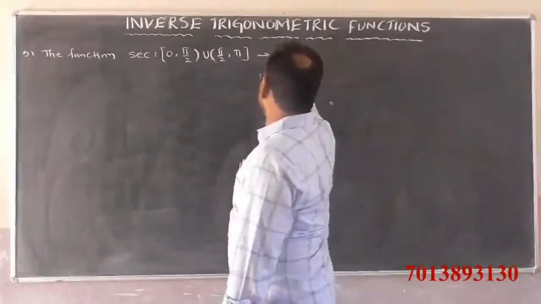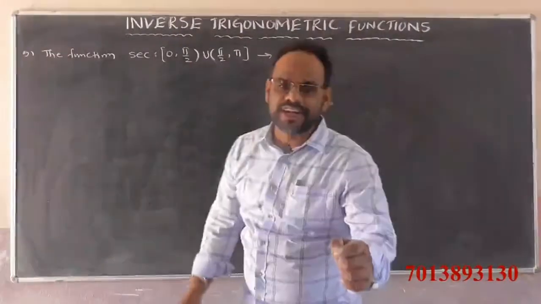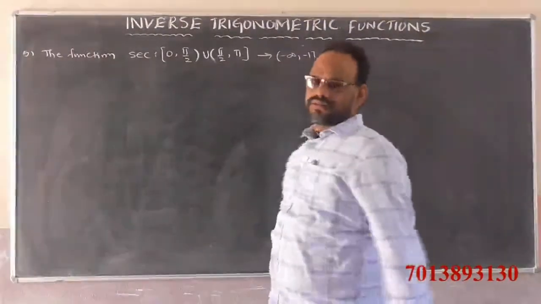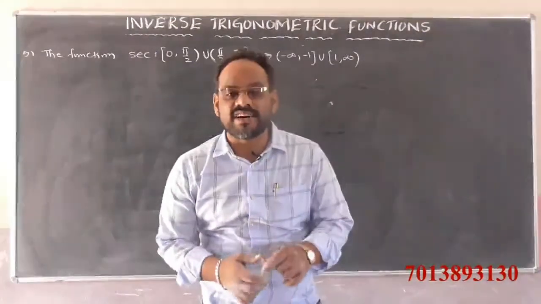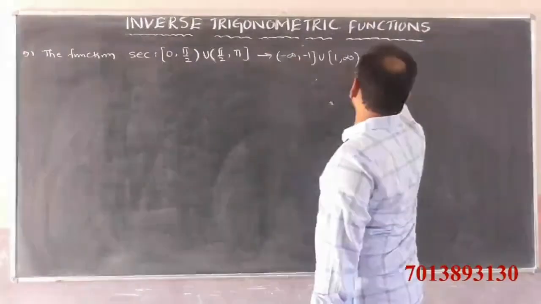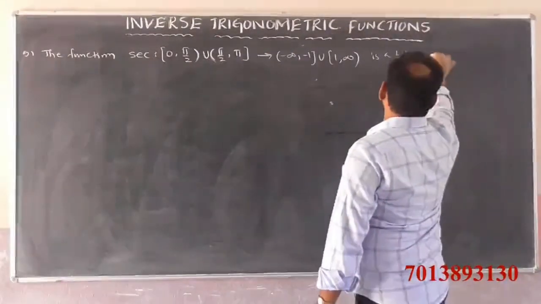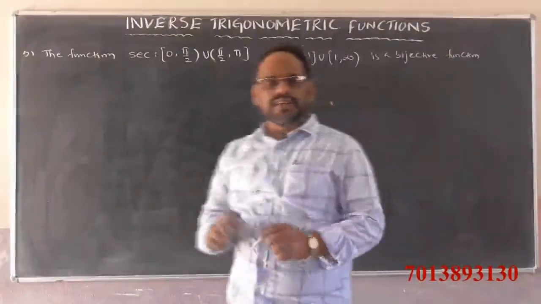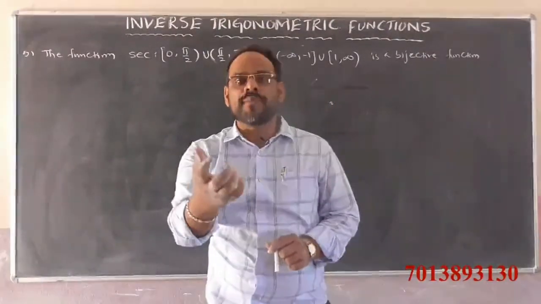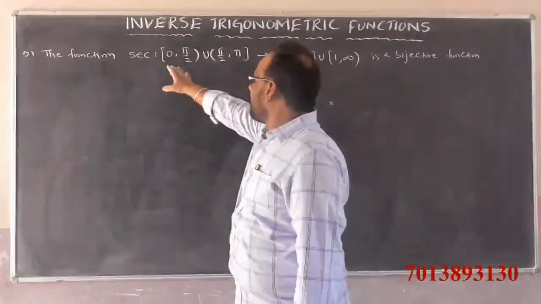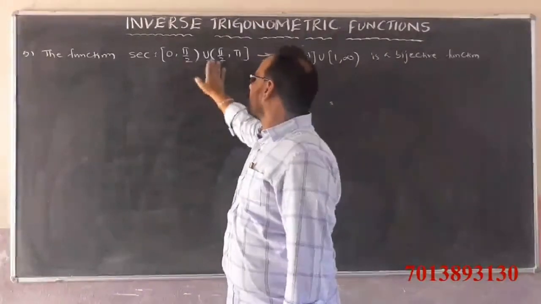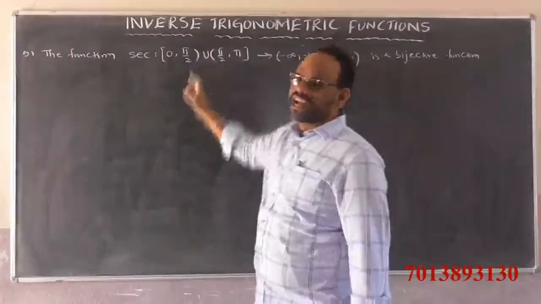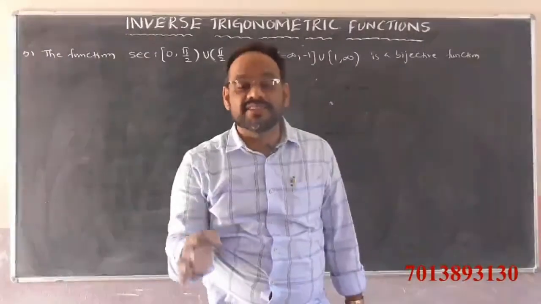To minus infinity open interval to minus 1 closed interval, union closed interval 1 to infinity, is a bijective function. Clearly, the secant function is not a bijective function in general. If the domain is restricted to closed interval 0 to pi by 2, union pi by 2 to pi closed interval, then the secant function is clearly a bijective function.